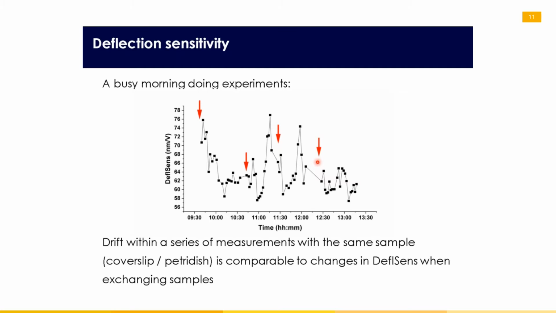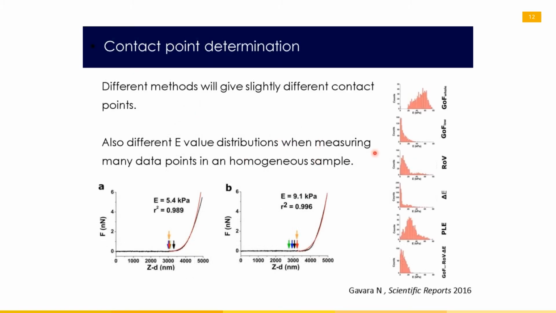So here you can see how a measurement could look like when she has to measure the deflection sensitivity, and a drift in a series with the same sample is comparable to changes in deflection sensitivity when exchanging samples. There are also different approaches to find the contact point, and when you try to find the contact point, you will get a curve. You can find more than one peak, and depending on how you find the contact point, the Young's modulus will change.